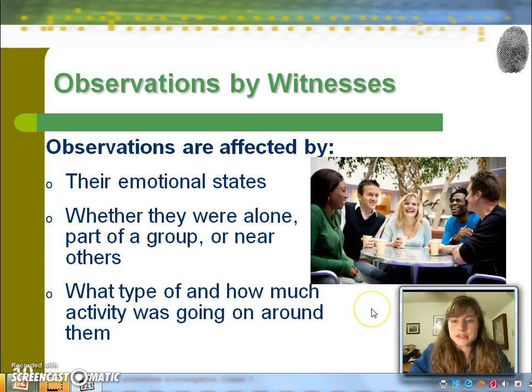Alright, let's take a look at these individuals. They're having a good time, chatting it up. And so observations are very deeply affected by our emotional state. A person who is feeling very depressed will be very distracted by that inner feeling and maybe not as perceptive to what else is going on. Conversely, if you are around other people, you may be paying less attention to the other things that are going on around you.